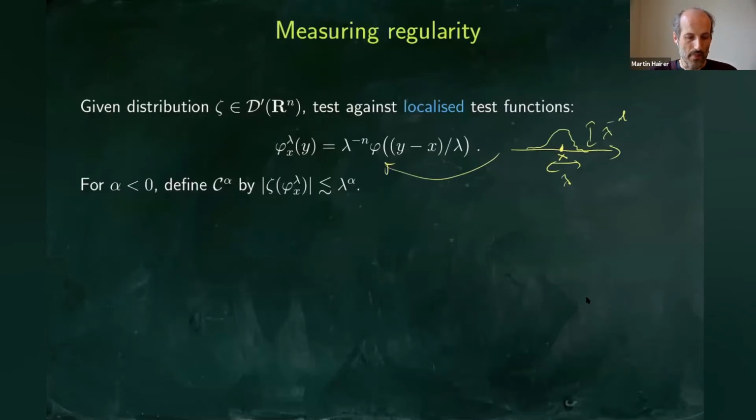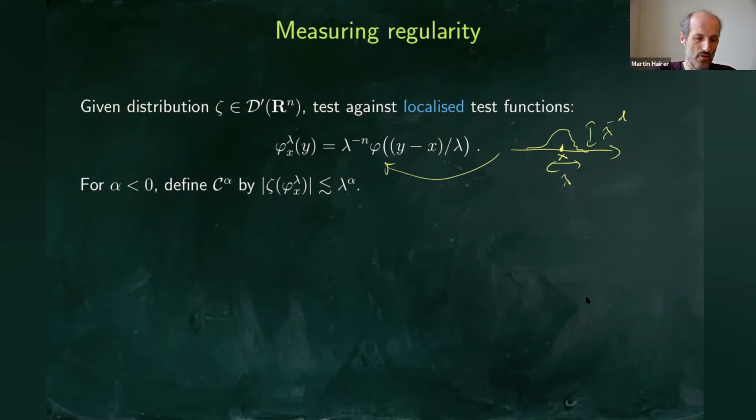And then you test your distribution against such a test function. Now, if the distribution were actually given by a continuous function, then as lambda goes to 0, this would just converge to the value of that function at x, because it's an approximate delta function, or maybe times the integral of phi. Now, since this is a distribution, in general, this may not converge as lambda goes to 0. It may actually diverge. And so one way of measuring the regularity of a distribution is to just check how fast it diverges as lambda goes to 0.